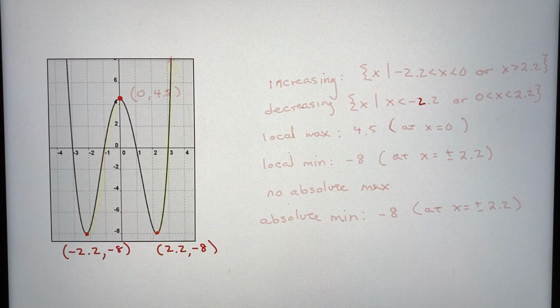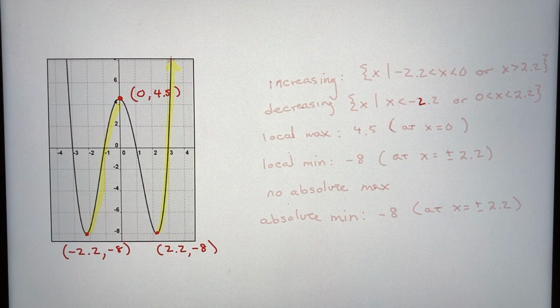Let's see. What is this one? Over 0, up. More than 4, maybe 4.5. Because remember, its hash marks are going from 4 to 6, not 4 to 5. So increasing, let me just highlight the increasing bit. It's increasing from here to here, and then from there on forever.